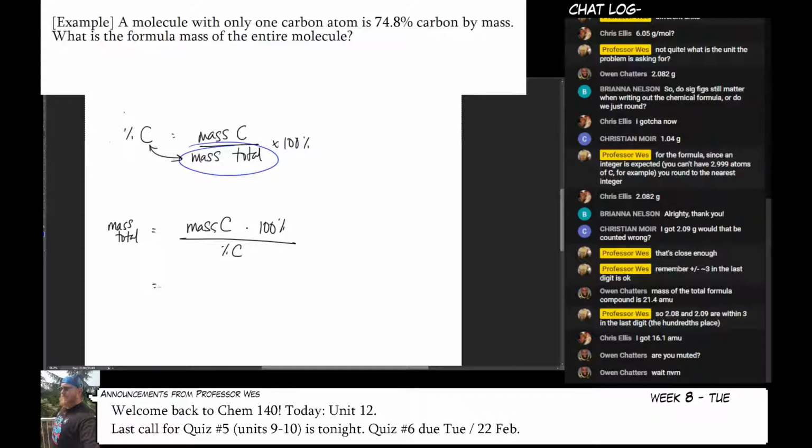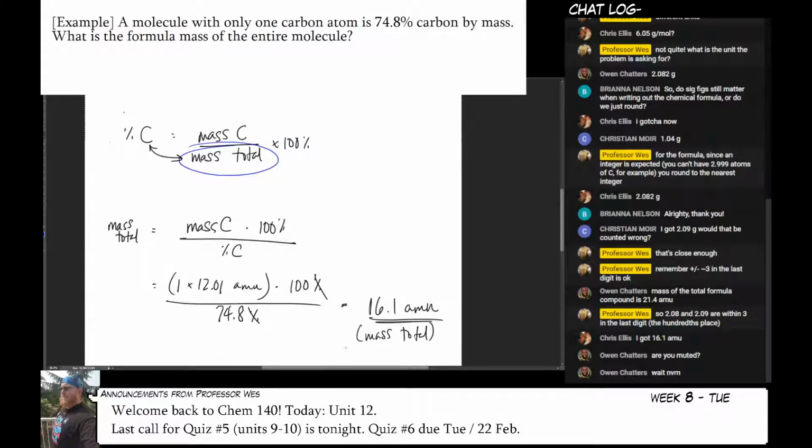So what is the mass of carbon? Well, it says in the problem statement that I have 1 carbon atom, and each carbon atom would weigh that, times 100% divided by the percentage of carbon, which is 74.8%. So my units cancel out. And I get 12.01 times 100 divided by 74.8. And so that would be the mass of the molecule.